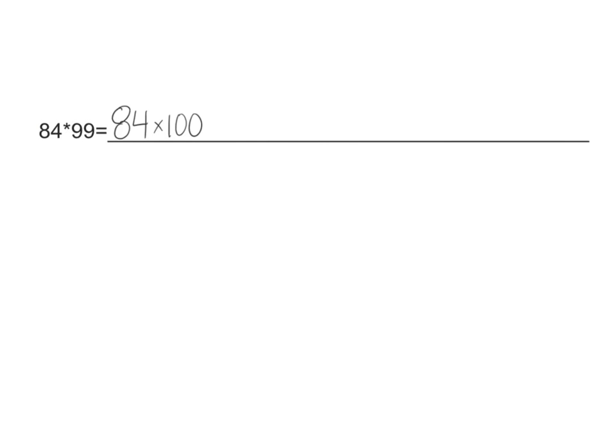No, that's not equal. I need to make sure whatever I multiply by 84 on this side, it's equal to that on this side. So I need to think, how do I get to 99 from 100? Well, I subtract 1. So this is my new problem. Then to use the distributive property, I do outside times inside. So 84 times 100. Then I have a subtraction sign here, so I'm going to subtract.